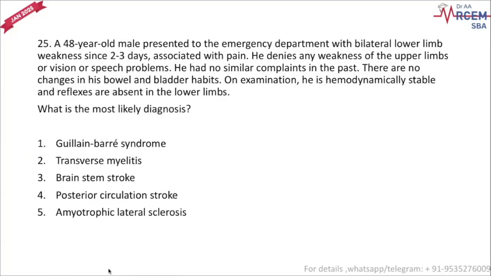A 48 years old male presents to the ED with bilateral lower limb weakness associated with pain. He denies any weakness of the upper limbs, vision, or speech problem. He had no similar complaints in the past. There are no changes in the bowel and bladder habits. On examination, the patient is completely stable. The reflexes are absent. Lower limb involvement, upper limb is fine.